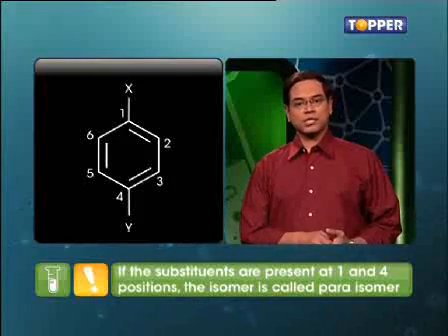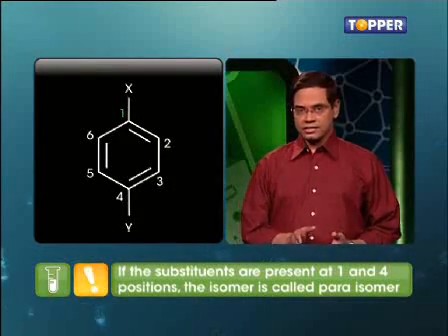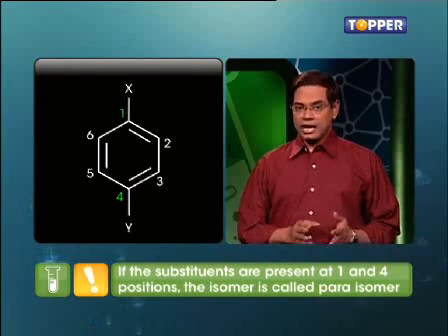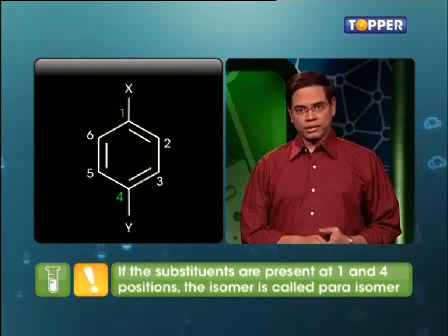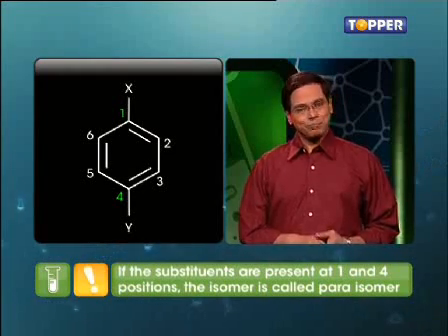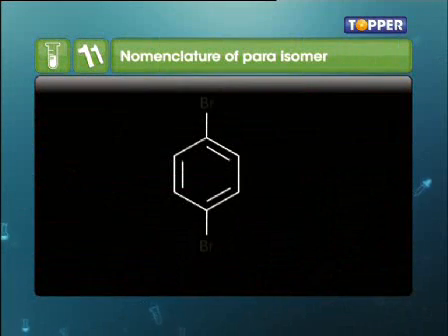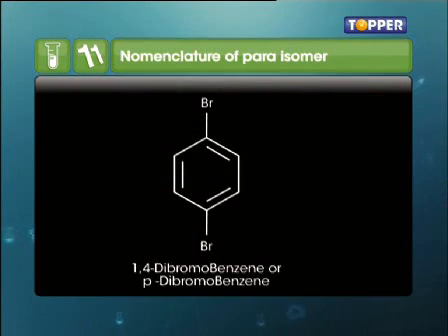Next, if the substituents are present at the first and fourth positions, the isomer is called para-isomer and is denoted by the letter P. An example of a compound of benzene forming a para-isomer is 1,4-dibromobenzene or p-dibromobenzene.